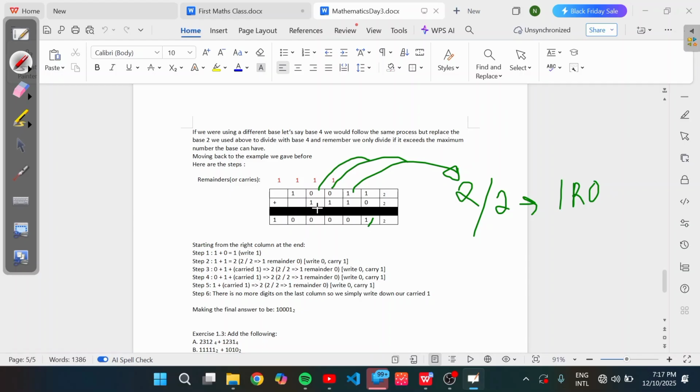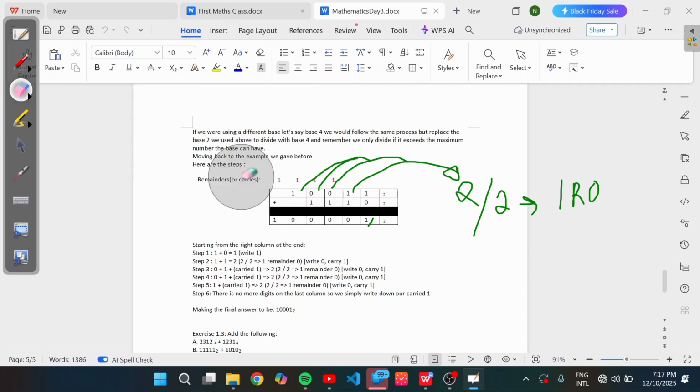1 plus 1 is what? 2 divided by 2. So we write down 0, carry 1 again. 1 plus 1 is what? 2 divided by 2, 1 remainder 0. So we write that down again and carry the 1. And since this one doesn't have anything to add to it again, we just drag it down like we've been doing.